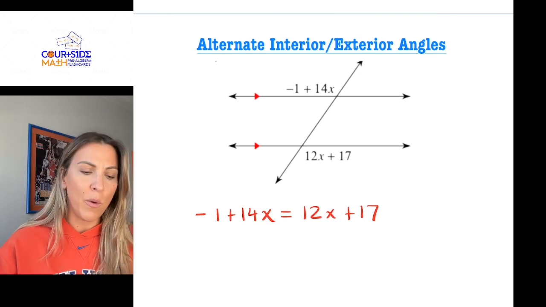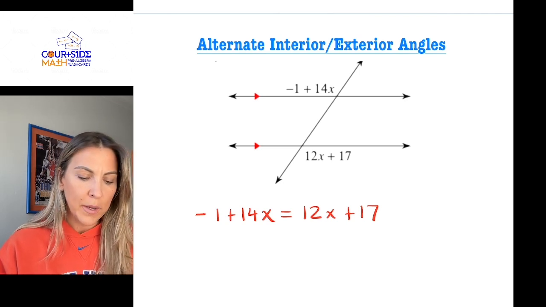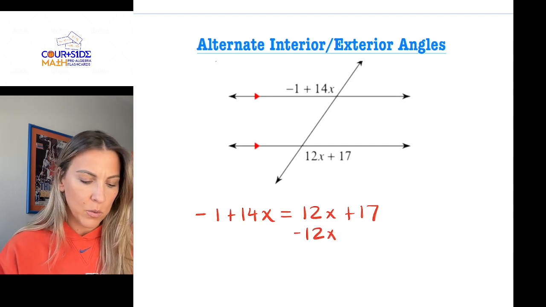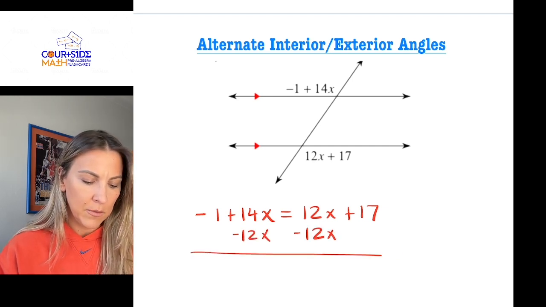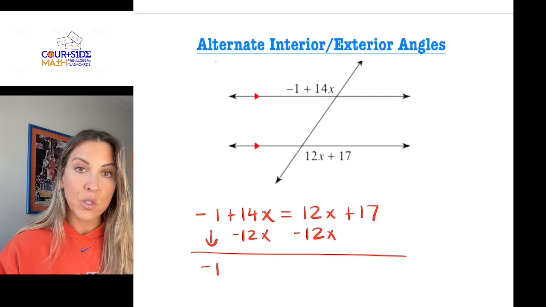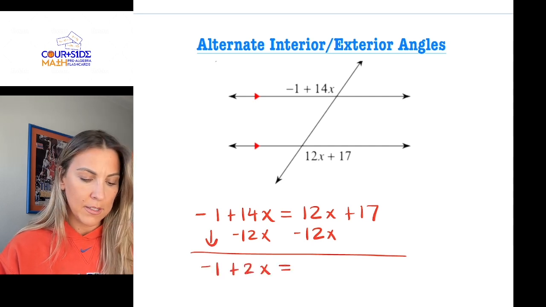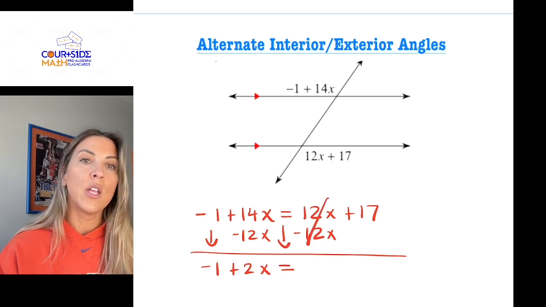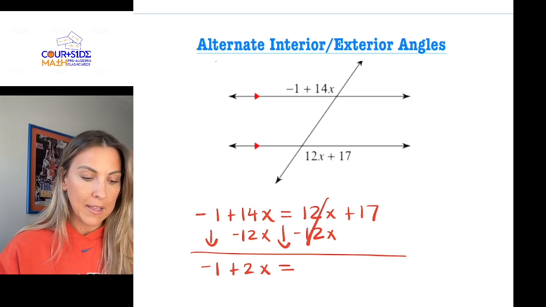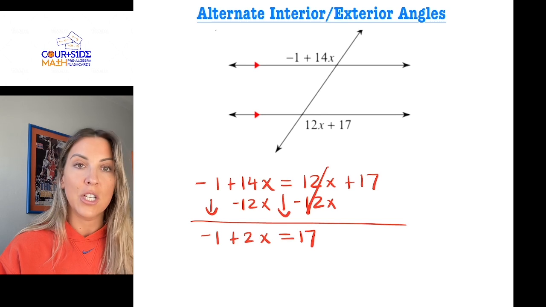So now if you know how to solve equations, the rest of it should be easy, but I'm gonna walk you through. So I wanna get my variable to one side, so I can either subtract the 12x or subtract the 14x. I'm gonna go ahead and subtract the 12x so that I can try to avoid some negatives. Going to bring down that -1. 14x minus 12x is a positive 2x. Going to bring down my equal sign. 12x minus 12x is 0, so I'm going to cancel it out because 0 plus 17 is just 17.